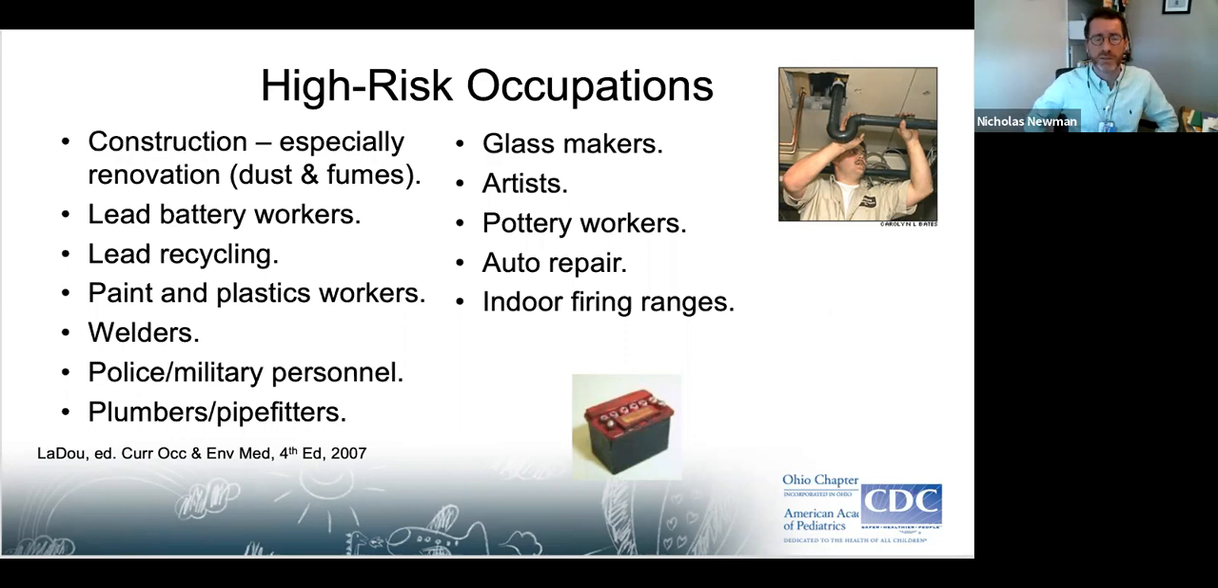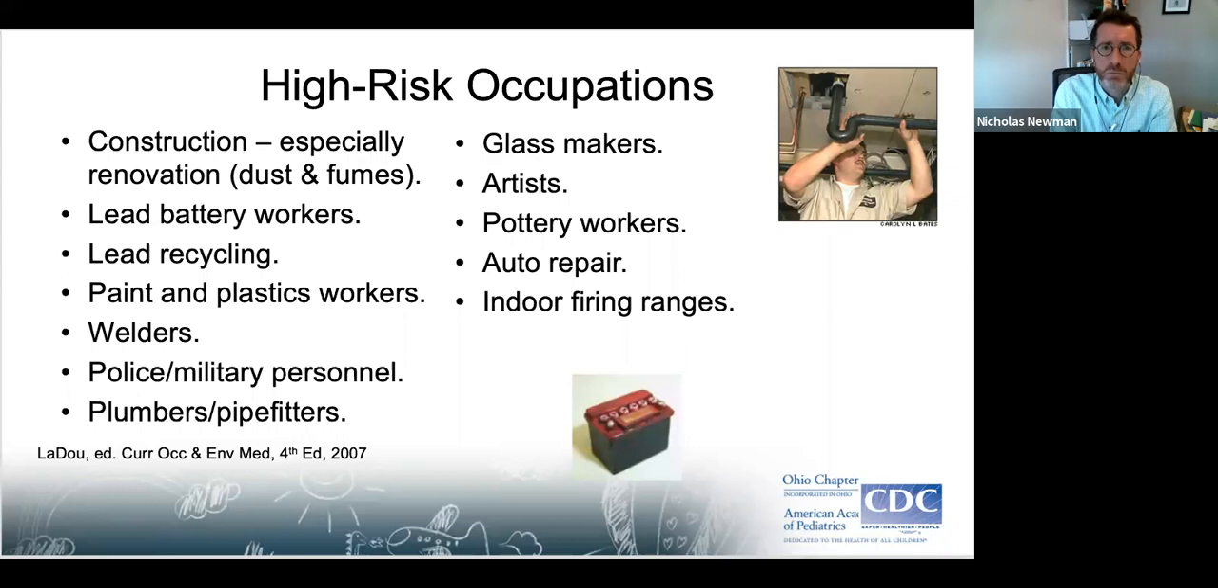Plumbing, actually, is kind of interesting. They found that replacing the lead service lines can create a significant lead dust hazard. There was recently a paper about that, so it's not an insignificant source. Artists and glass makers are less common. Auto repair, or even aviation repair, because they still use leaded gasoline in propeller airplanes, can definitely happen. So next slide, please.